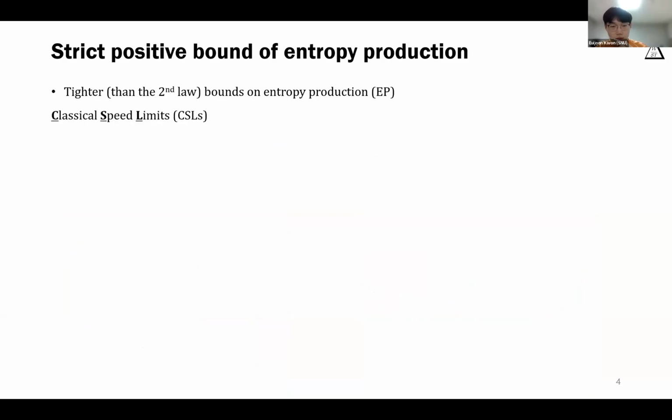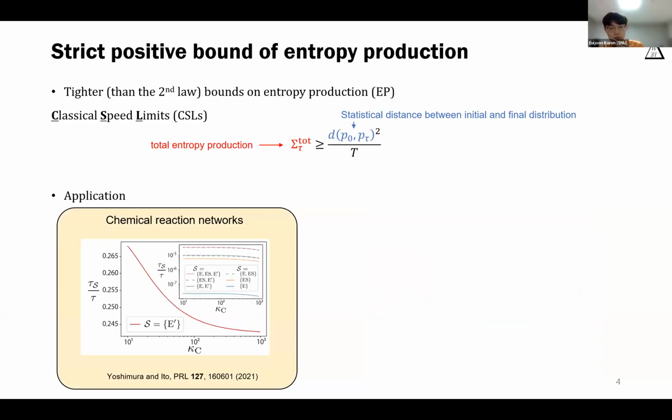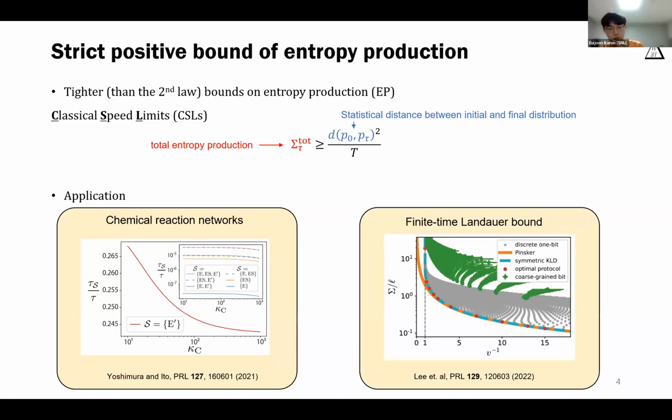The last one I want to introduce is the classical speed limit. This relation is a bit different from the former ones, as the bound is written with a statistical distance between initial and final distribution. Speed limit is useful when estimating the minimum time or the dissipation to complete a protocol. For example, we can apply this to chemical reaction networks, and we can also use this bound to find the minimum dissipation in the bit erasing process, which is also known as the Landauer bound.